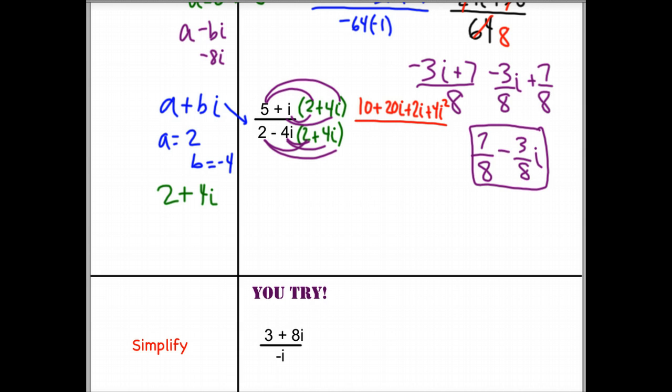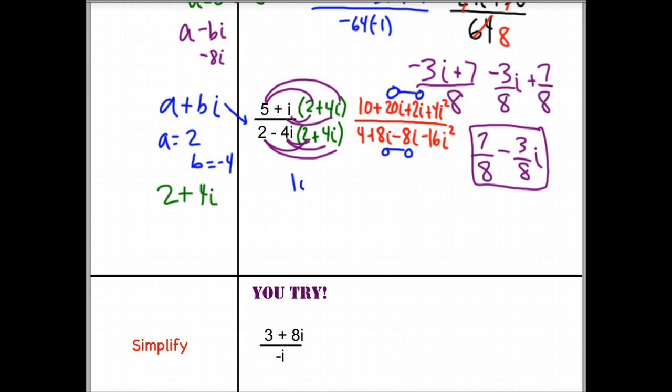And then the denominator, we have 2 times 2 is 4. We have 2 times 4i, which is 8i. Then we have -4i times 2 is -8i. And then we have negative 4i times 4i is negative 16i squared. So let's clean it up because I see we have a couple of terms right here that can be combined.